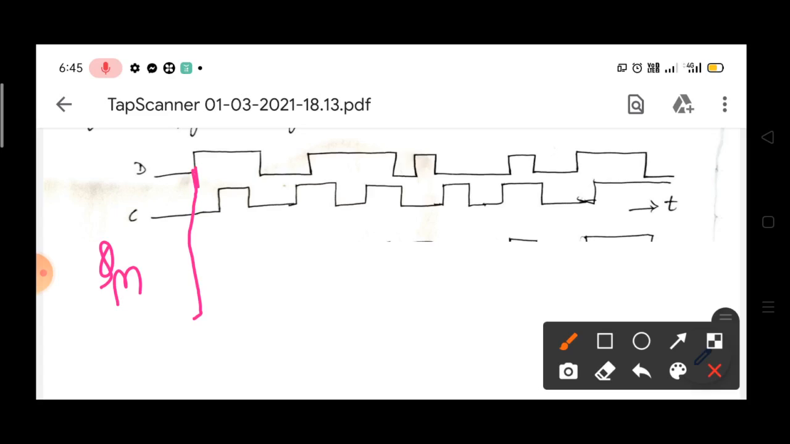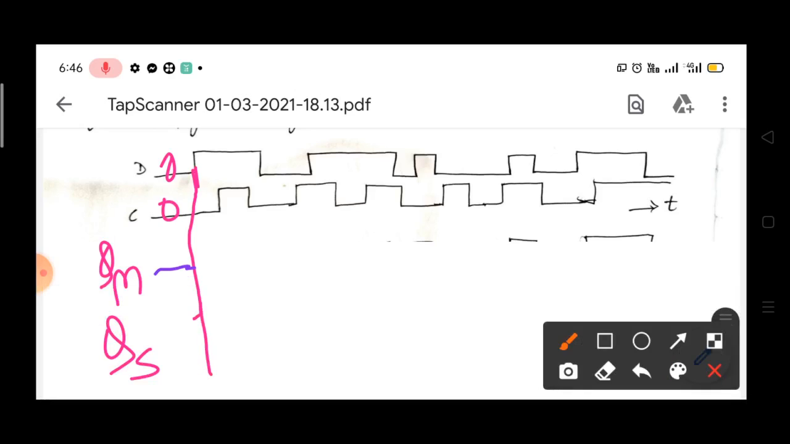Now see, here D is 0, C is 0. Now it is said that in the question you have to assume that the output is initially 0. So QM and QS you keep initially 0. So up till this point, this is how I get the waveform. Now I'll draw for QS also.